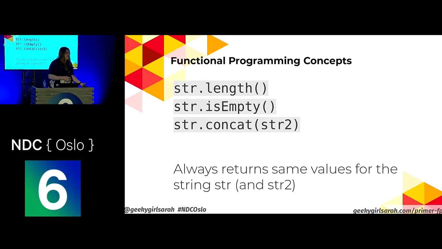And we can do the same for a lot of functions based on data types as well. So the length of a string is always going to be the same if your string is the same. The same if it's empty, the same if you're concatenating two strings. As long as the strings are the same, you'll always get the same result.